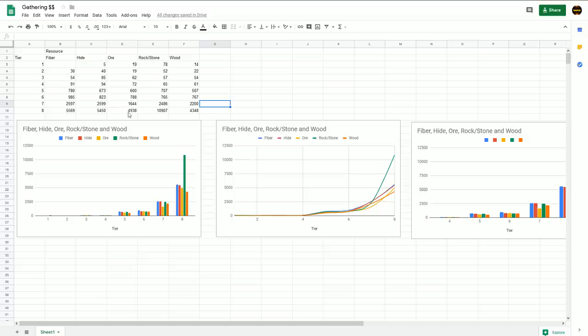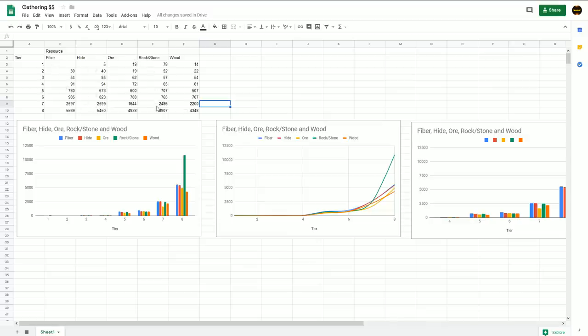Wood doesn't have a great outlook. It doesn't look like it's going to be rising anytime soon, as everyone just kind of goes straight into wood, as it's pretty simple and it's very common. And you can tell that with the price on the T8 stuff. But that kind of leaves me with hide, fiber, and rock/stone.